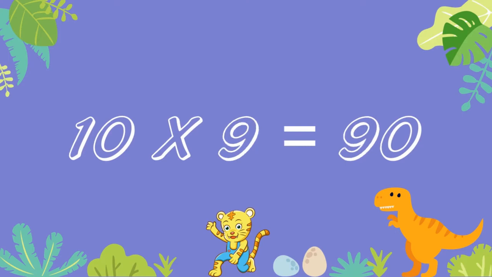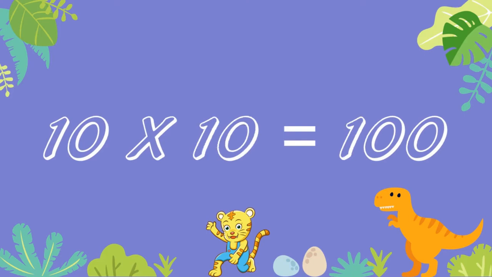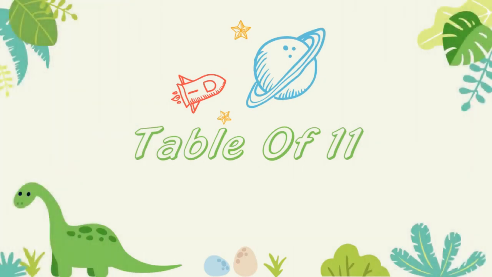10 nines are 90. 10 tens are 100. Table of 11.